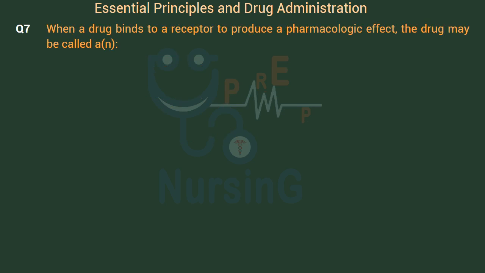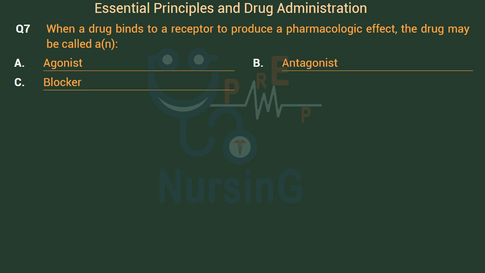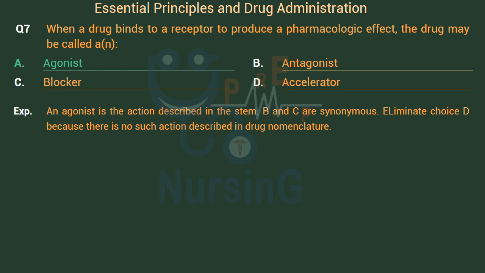When a drug binds to a receptor to produce a pharmacologic effect, the drug may be called an: Option A. Agonist. Option B. Antagonist. Option C. Blocker. Option D. Accelerator. Right answer is Option A. Agonist. An agonist is the action described in the stem. B and C are synonymous. Eliminate choice D because there is no such action described in drug nomenclature.